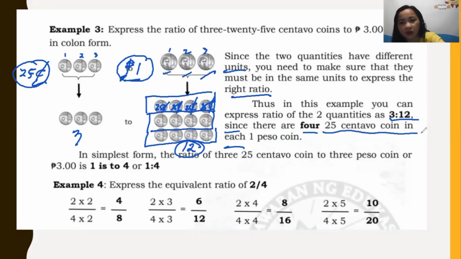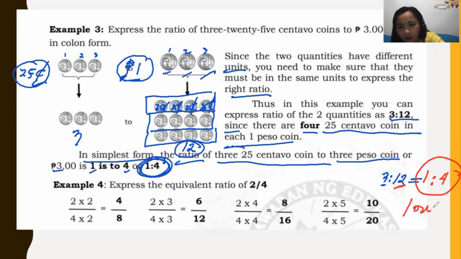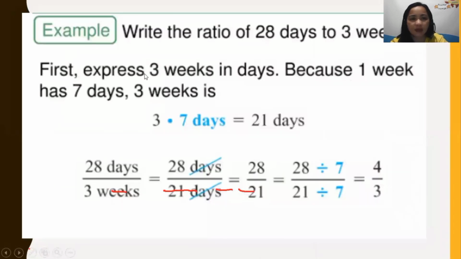Since there are 4 25-centavo coins in each 1 peso coin, in simplest form, the ratio of 3 25-centavo coins to 3 peso coins, or 3 pesos, is 1:4. Or in column form, we have 1:4. Para naging 1:4 kasi kanina 3:12. San sila pwedeng i-divide? Pwede silang i-divide sa 3. So we have 3 divided by 3 is 1 and 12 divided by 3 is 4. This is the lowest term of the answer. Therefore, the ratio of 3 25-centavo coins to 3 peso coins is 1:4. So that is the answer. Okay, let's have another example for that.